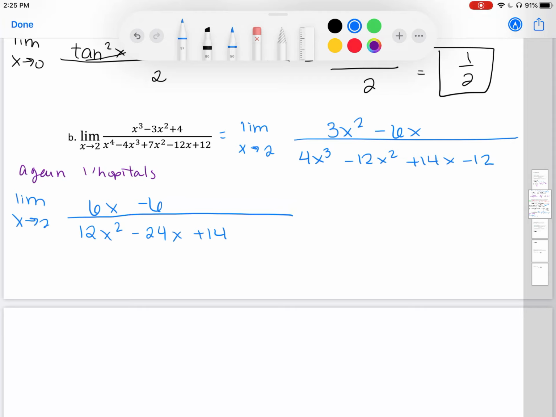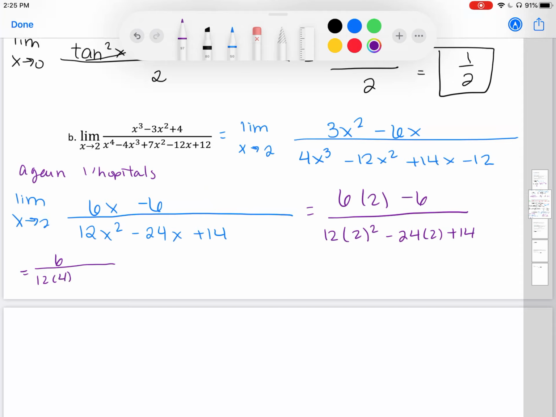Okay, now here we're left in a situation where I can directly substitute in the value of 2. So that I have 6 times 2 minus 6 divided by 12 times 2 squared minus 24 times 2 plus 14. All right, we clean that up. Our reduced, simplified answer is 3 over 7. That is our limit.